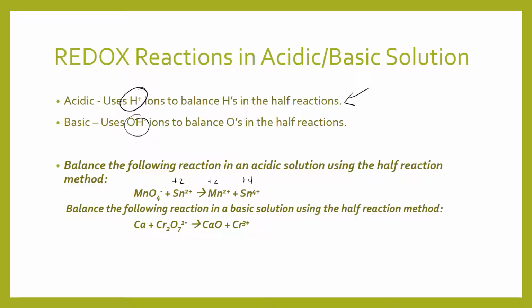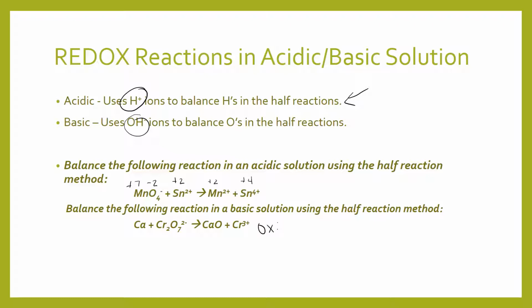In my MnO4-, I have a -2 charge for my oxygen. Given that there are 4 of them, that is a total of -8. The compound itself has a -1 charge, therefore manganese here must be a +7. So let's first identify what is reduced and what is oxidized.